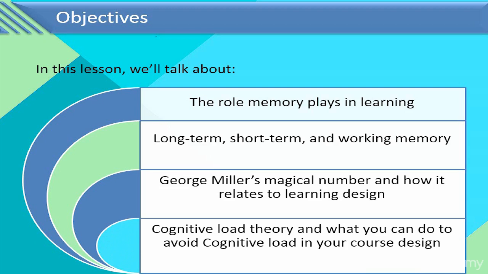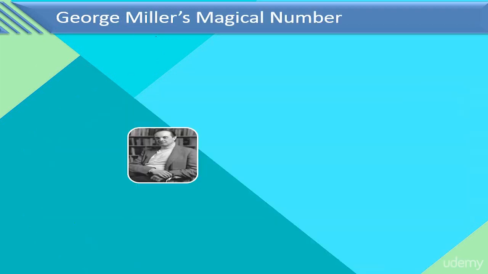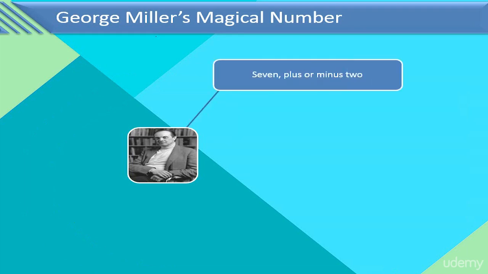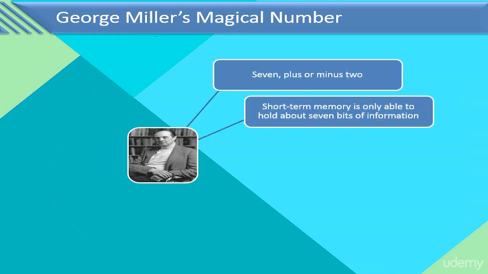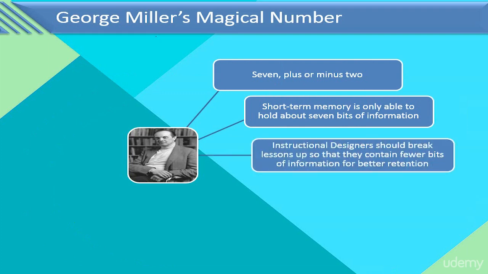According to George Miller's magical number 7 plus or minus 2, short-term memory is only able to hold about 7 bits of information. To ensure better retention, it is best to break lessons up so that they contain even fewer bits of information. The exact amount of information provided in the course should depend on the content and its complexity.